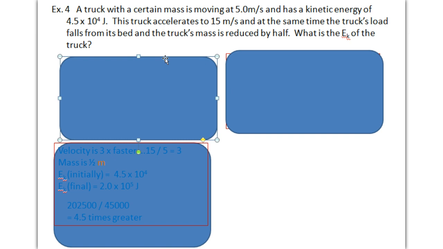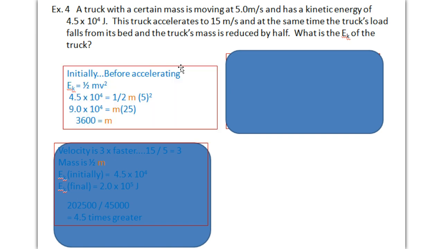Let's find the mass of the truck first. So before it accelerated, it had a kinetic energy of 45,000 joules. We didn't know its mass, but we knew its velocity. Multiply both sides by 2 to get rid of the half here. And you end up with 90,000 equals m times 25, because the 5 got squared. Solve for the mass, and you have a mass of 3,600 kilograms.